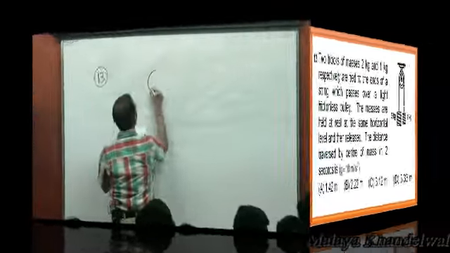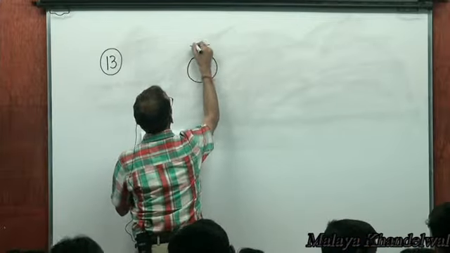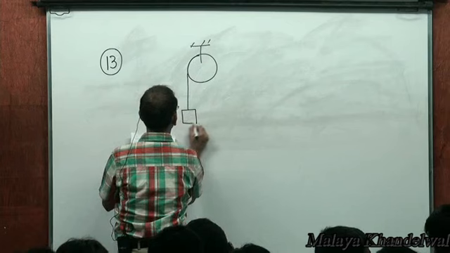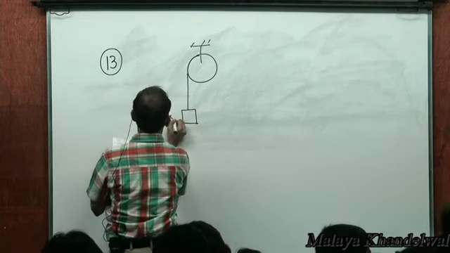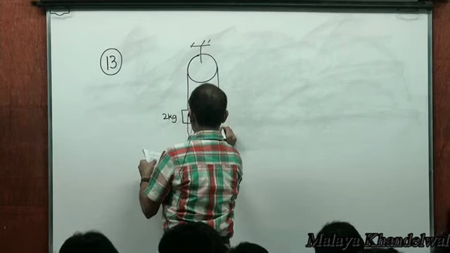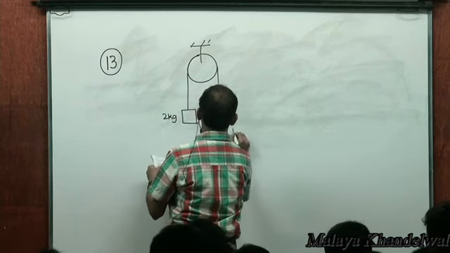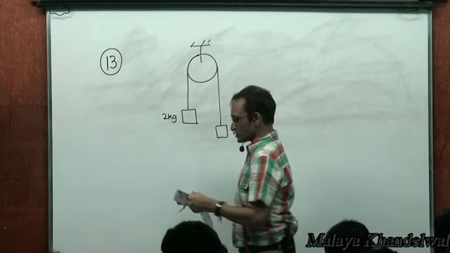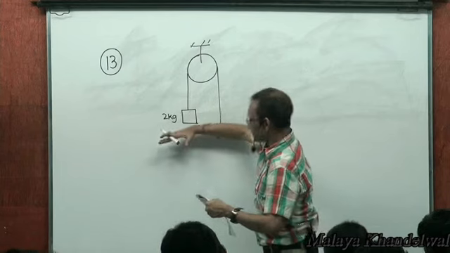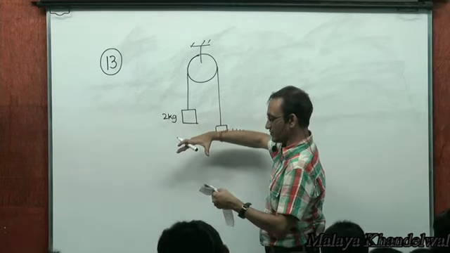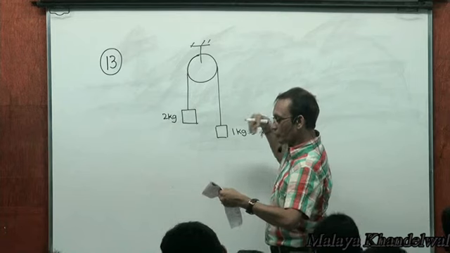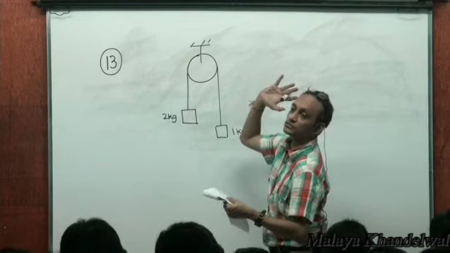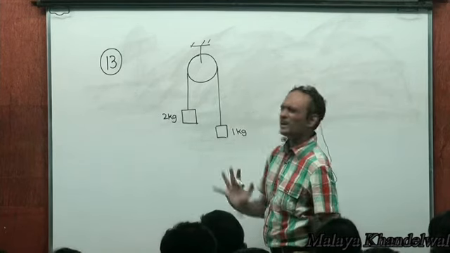Problem 13. There is a 2 kg block here. There is a 1 kg block here. The string passes over a light frictionless pulley. The masses are initially held at rest at the same horizontal level and then released. We want to find the distance traversed by the center of mass 2 seconds subsequent to the release. Right?